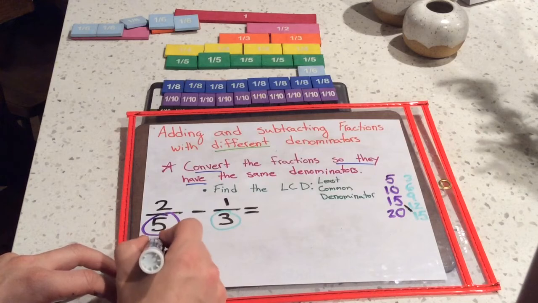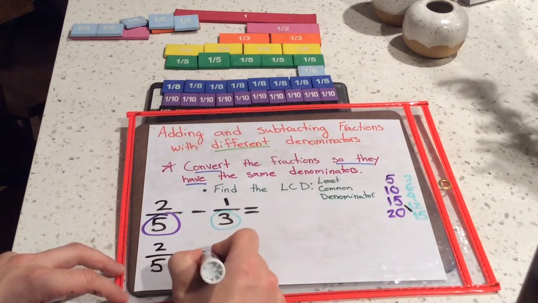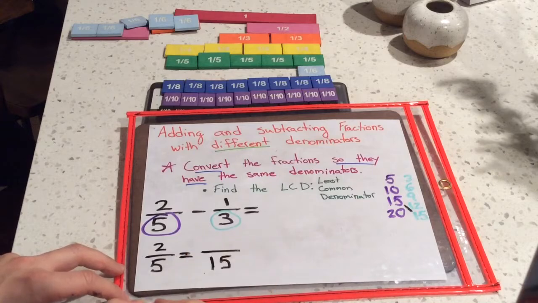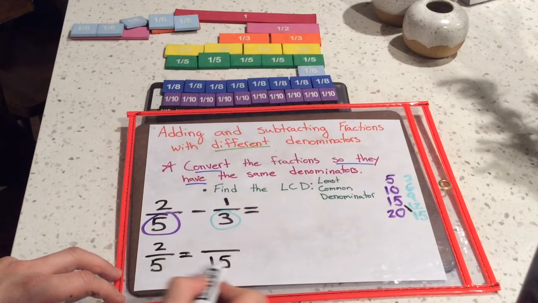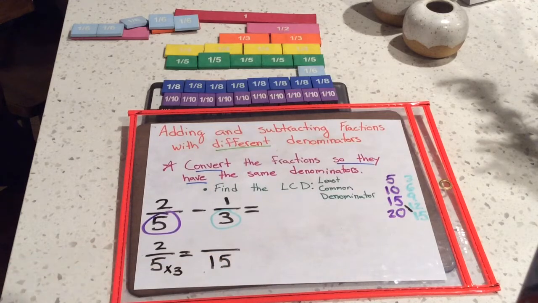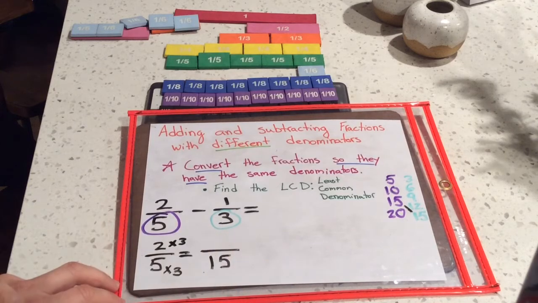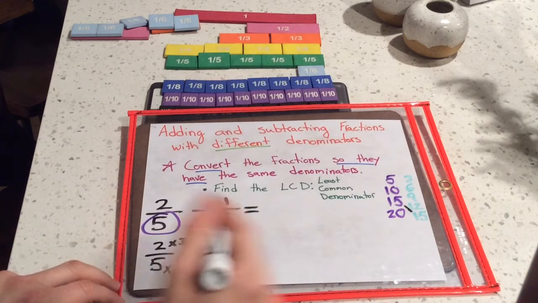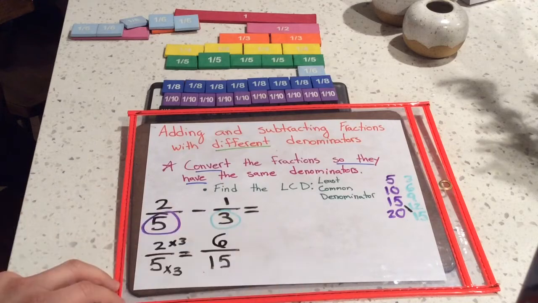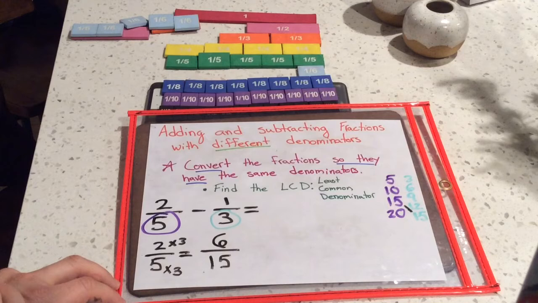So let's start with 2/5. I'm going from 5 and I want to go to 15. I know I'm going to be multiplying by 3. Whatever operation I do on the denominator, I need to do that same operation on the numerator. 2 times 3 gives me 6. So 2/5 is equivalent to 6/15.